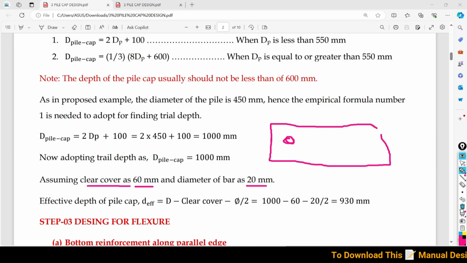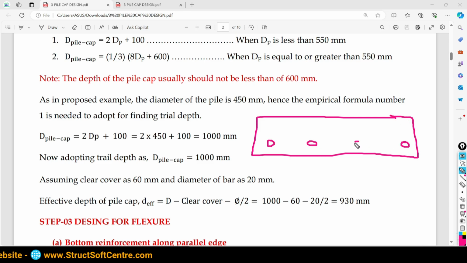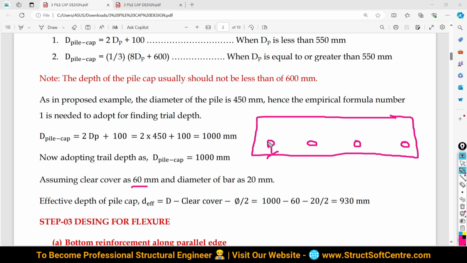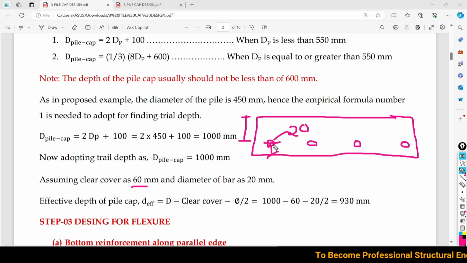Okay, just clear this all for better understanding. Suppose this is my pile cap where we are going to provide the reinforcement on the bottom face. So here the clear cover we are going to consider as 60 mm, and the diameter of the bar as 20 mm. The effective depth is actually measured up to the center of the bar. So how can you calculate this value?